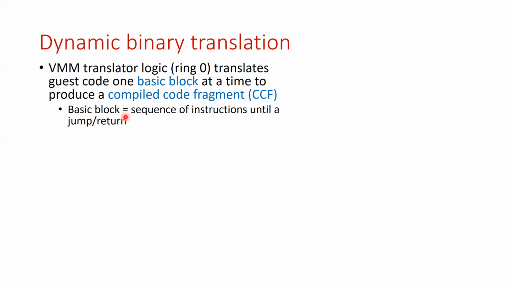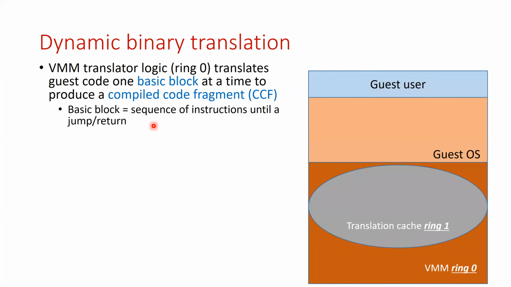So what is a basic block? A basic block is a sequence of instructions until some jump, return, some such control flow change happens. Right? So what does the VMM do? It will take the guest OS code. It will see a sequence of instructions until there is a jump. It will take this block, translate it, produce what is called the CCF. So this CCF is stored in this translation cache, which is part of the VMM's data structures, right? So this basic block is translated, the CCF is produced.